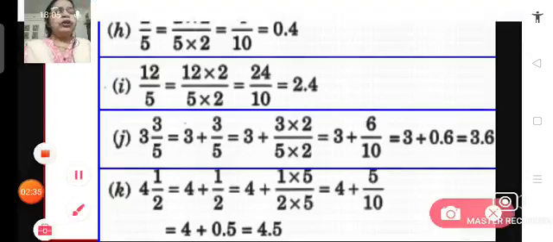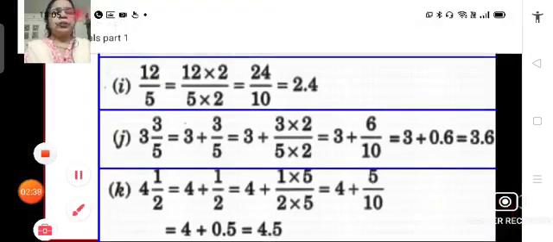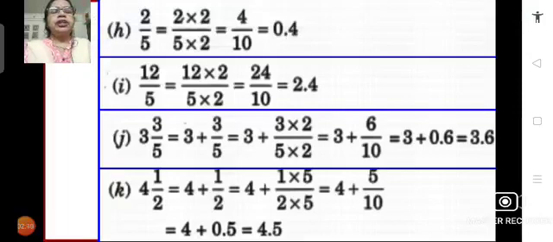Next question, 2 upon 5. Children, here also we have 5 as the denominator. So we have to convert the denominator into 10. For that we multiply the fraction 2 upon 5 by 2. So it becomes 4 upon 10 and 4 tenths can be written as 0.4.